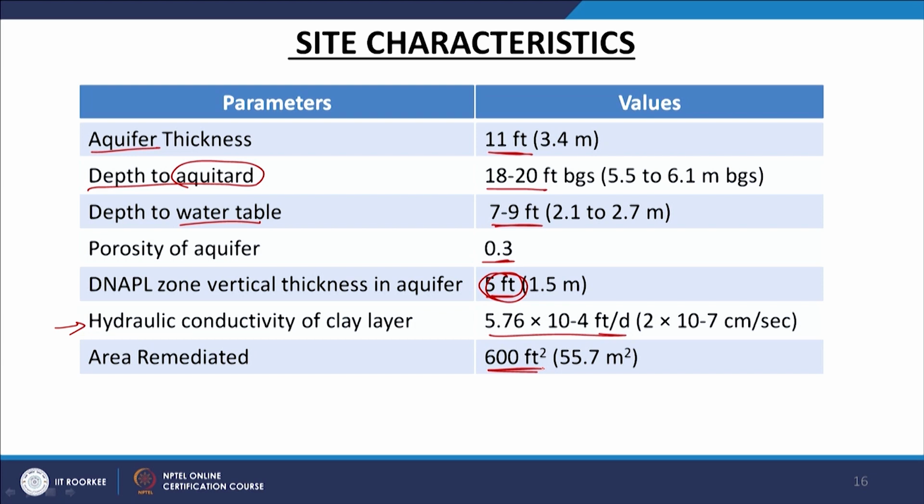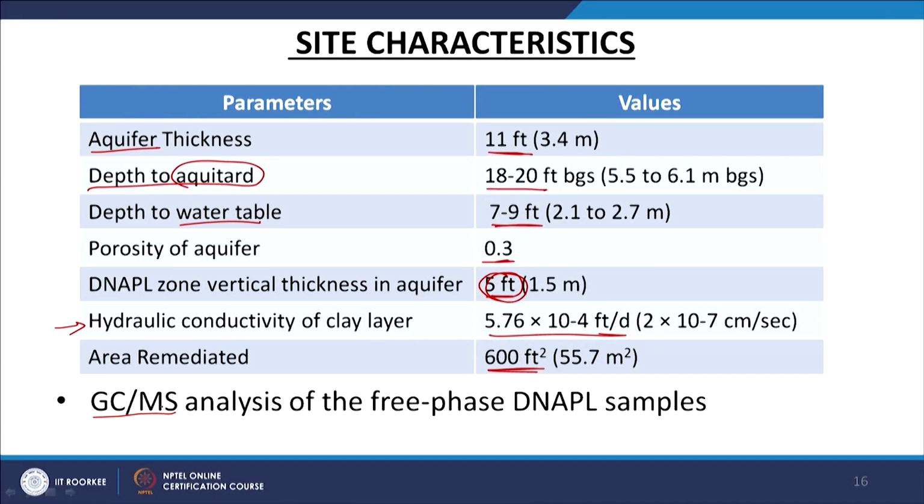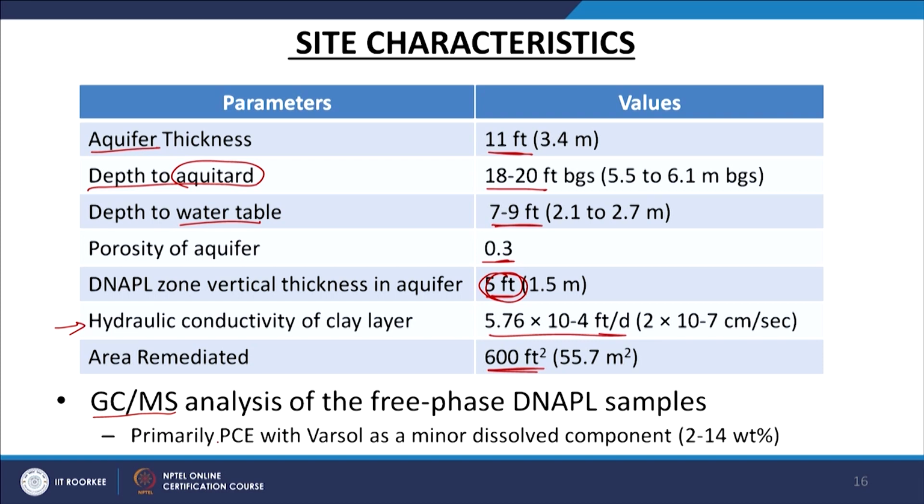So, we analyze these volatile compounds by gas chromatography. They looked at gas chromatography with the mass spectrometer, right, and what did they see? Primarily PCE with some Warsol as a minor dissolved component, which is from 2 to 14% by weight, right, that is a remarkably high concentration, if I may say so.